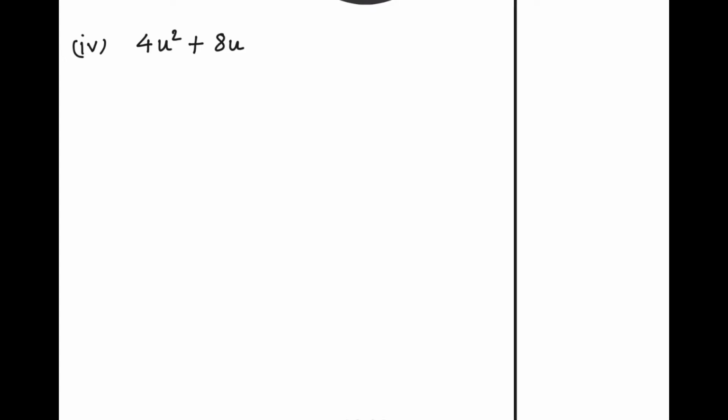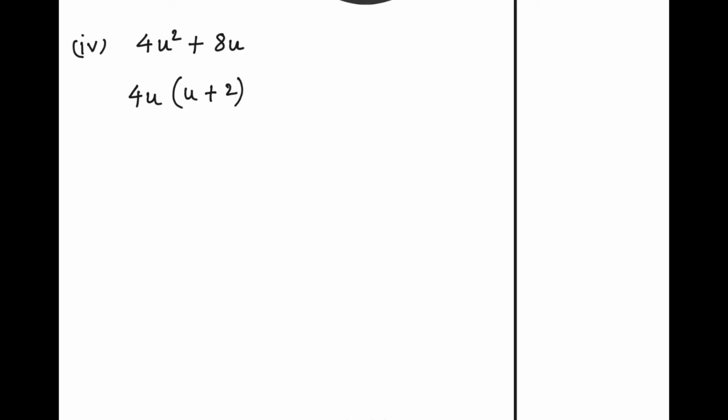So here we don't have the constant term, which makes it a little easy. If you look at these two terms, we see that 4u is common across both the terms. So we'll take 4u as common, and inside we'll be left with u plus 2. So now we have factorized this polynomial. One factor is 4u and the other factor is u plus 2.